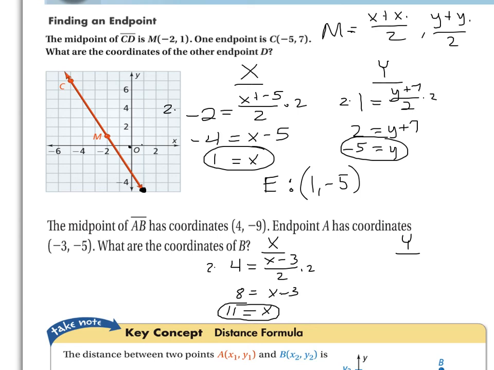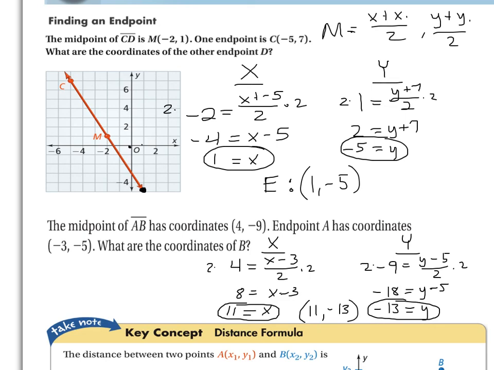Okay. Now I take the y coordinate of the midpoint, which is -9. Set that equal to y, and then -5, divided by 2. Multiply by 2 on each side, and I get -18 equals y minus 5. If I add 5, y is going to equal -13. So, the ordered pair of the endpoint is (11, -13).